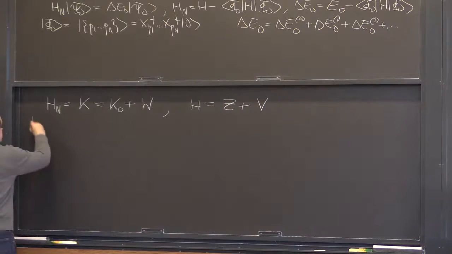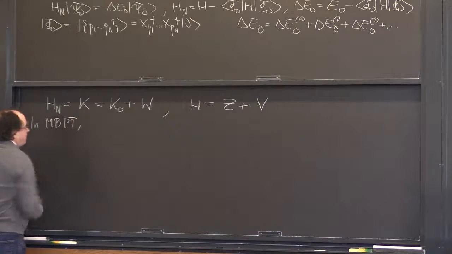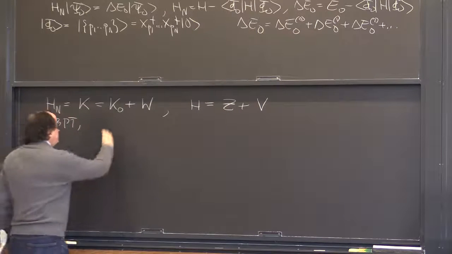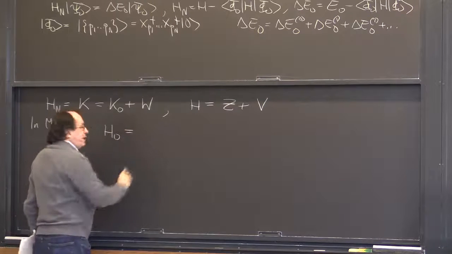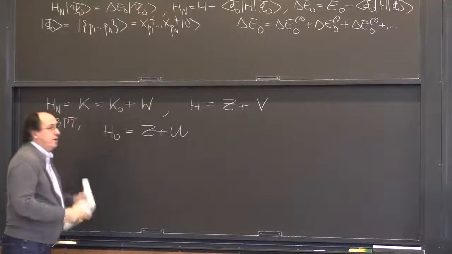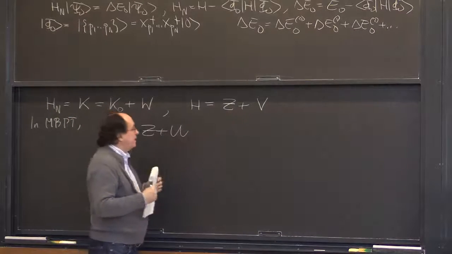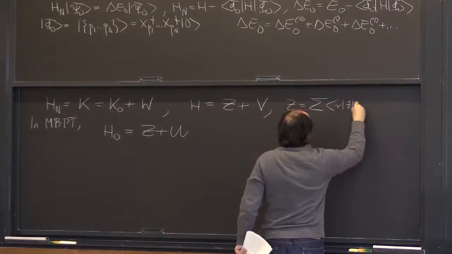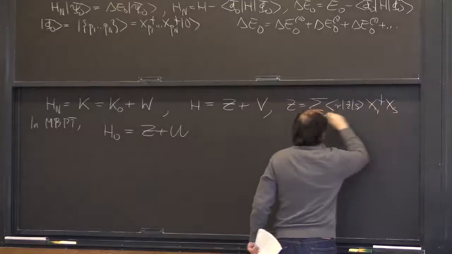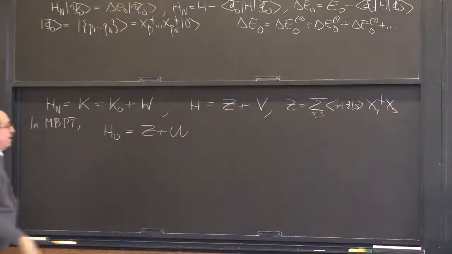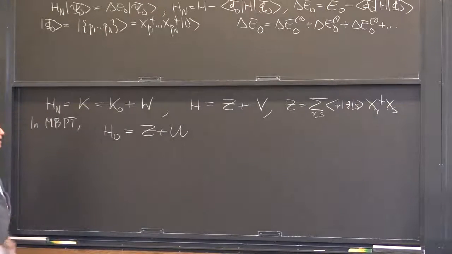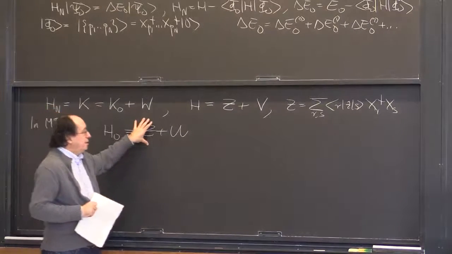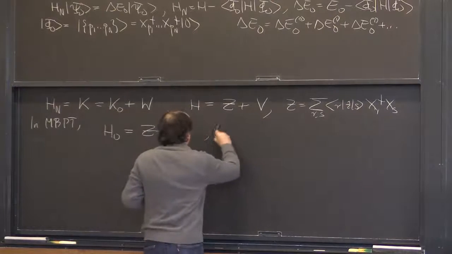So in MBPT, we will define K0 by using the zero-order approximation to the true Hamiltonian, which I will define as Z plus U, where Z is the one-body part of the Hamiltonian that we, of course, already know. So maybe I'll remind you of the second quantized definition over here. The R, S are single-particle states in our basis, and I'm just writing the well-known expression. So we'll be assuming that we can approximate the true Hamiltonian by the Hamiltonian which consists of Z and U, where U is also a one-body operator.